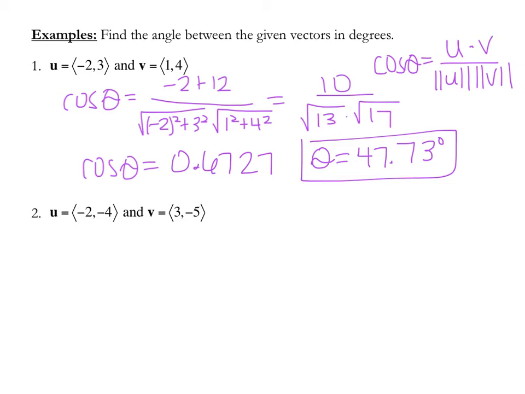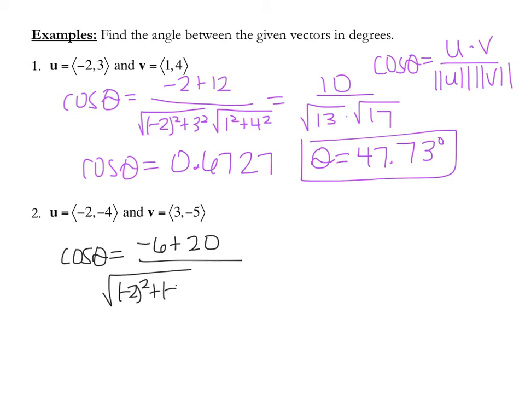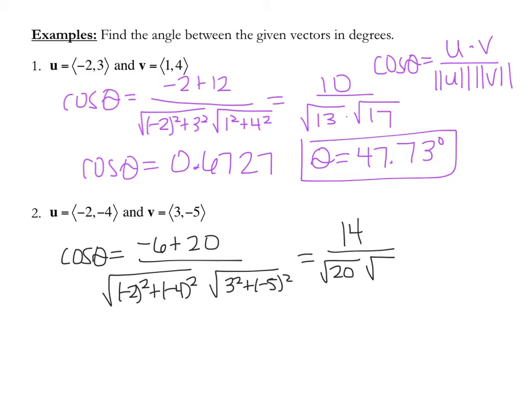Alright, so if we want to solve this one, we're going to do the same formula. Cosine theta is equal to the dot product goes on top, so for this one it's negative 6 plus 20, over the magnitudes on the bottom: the square root of negative 2 squared plus negative 4 squared, and then for v, the square root of 3 squared plus negative 5 squared. So we get positive 14 over the square root of 4 and 16 is 20, and I'm just going to leave them unsimplified. You don't need to break them down. And then 9 and 25 is 34.